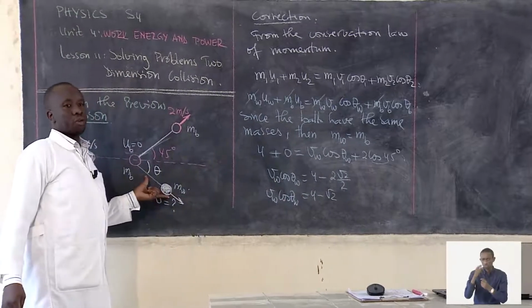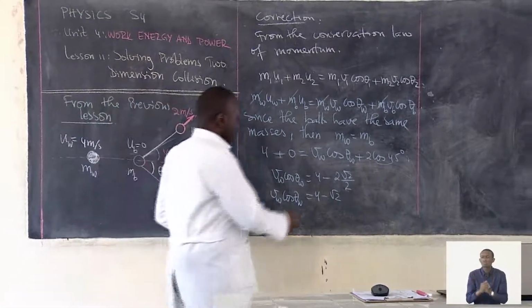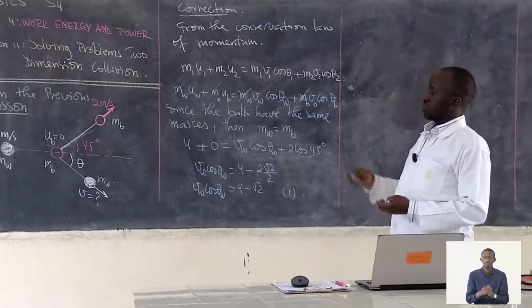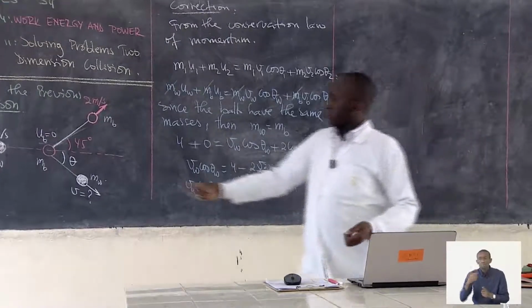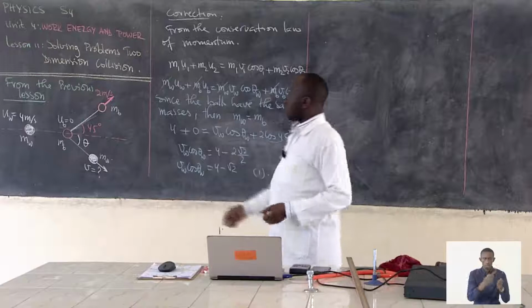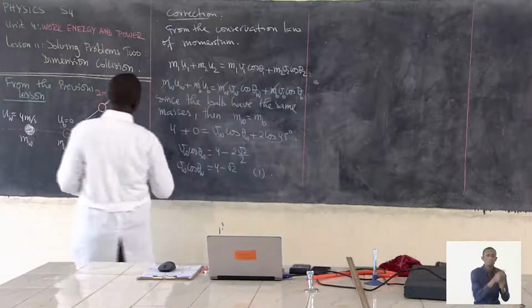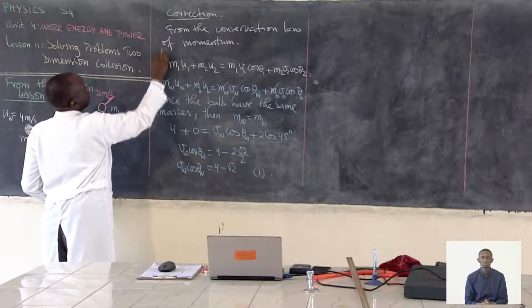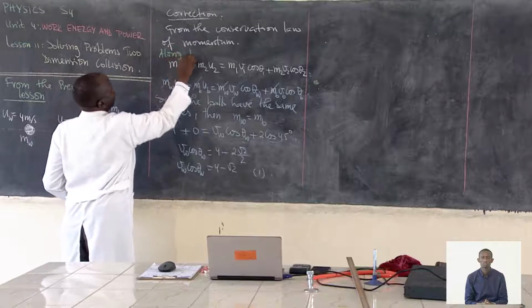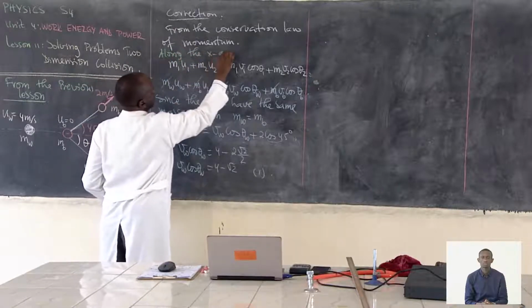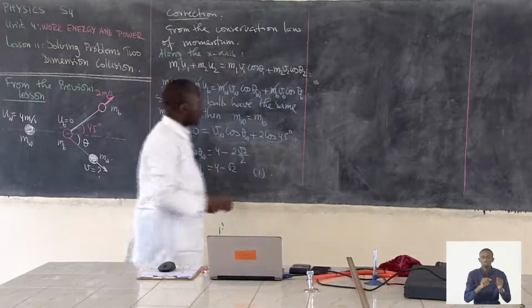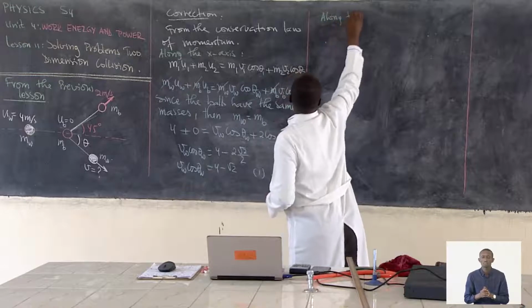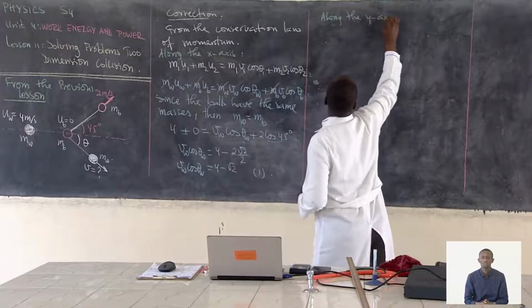Remember, the white one is down there, okay? So this is equation 1. And again, when we proceed to another equation, this was a discussion along the x-axis. And then let's have along the y-axis. What do we have there?